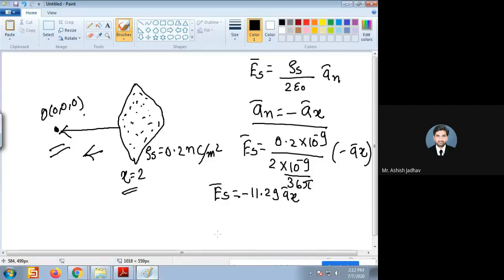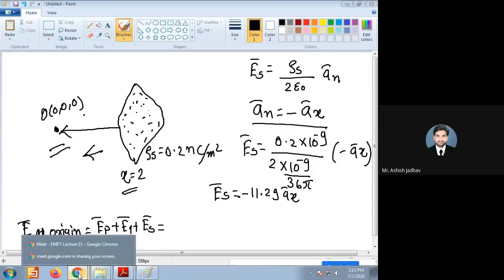Now here you have calculated electric field intensity because of point charge, line charge, and surface charge. Now to obtain the total electric field intensity at origin, you have to add all those electric field intensities. That means, as I said, E bar at origin is equal to EP bar plus EL bar plus ES bar. So can someone do this calculation and tell me the answer? Add all those electric field intensities and tell me the final answer.